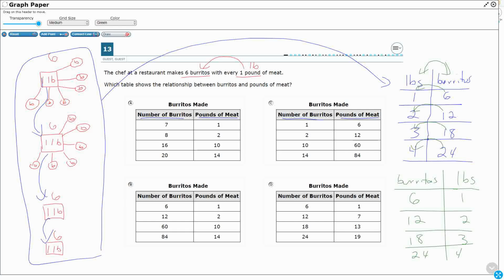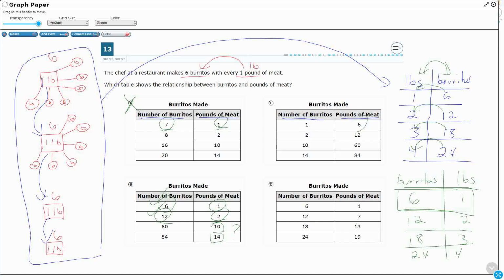We just need to find the one that is going to match. All right, so take a look at this. 7 burritos from 1 pound of meat. Nope, I need 6 burritos from 1 pound of meat, so I can knock that one out. All right, 6 burritos, 1 pound of meat, that looks good. 12 burritos, 2 pounds of meat, that looks good. Ooh, they go up to 10 and 14. That's a question mark. Let's come back to that.